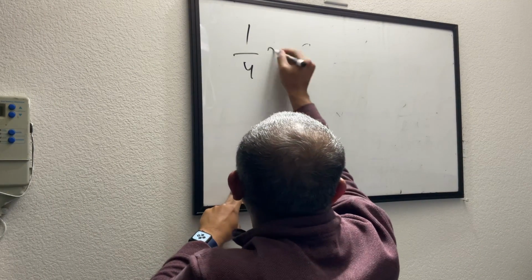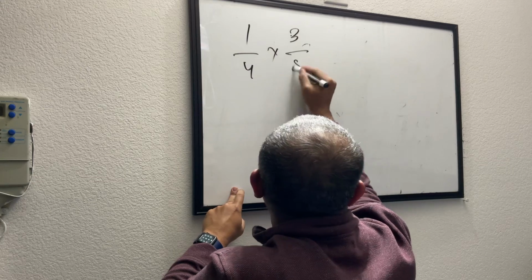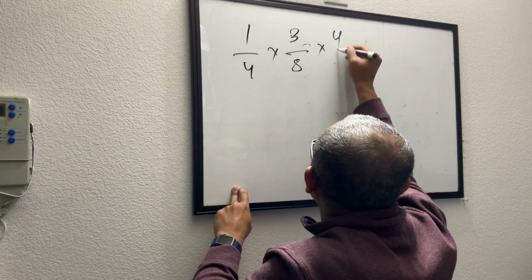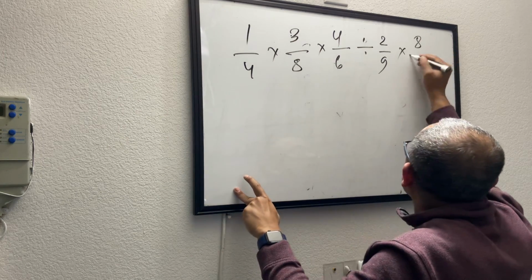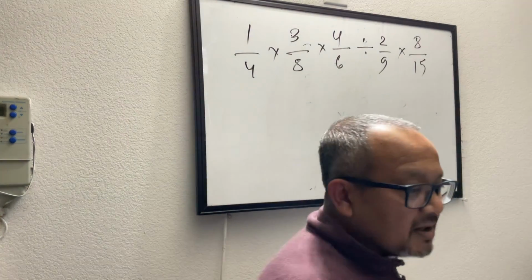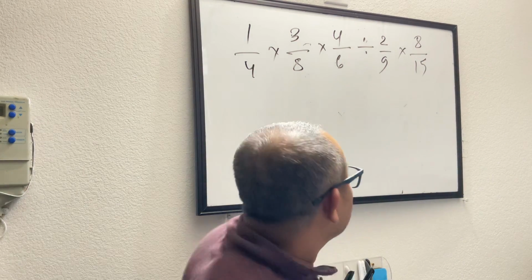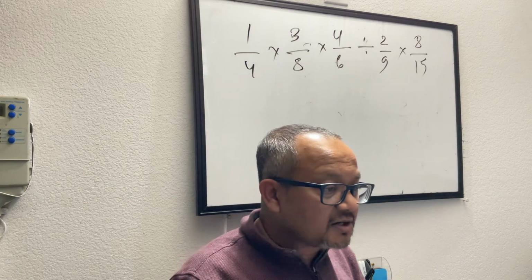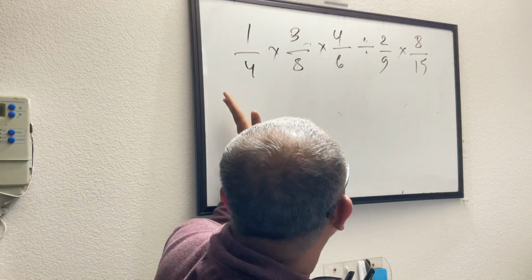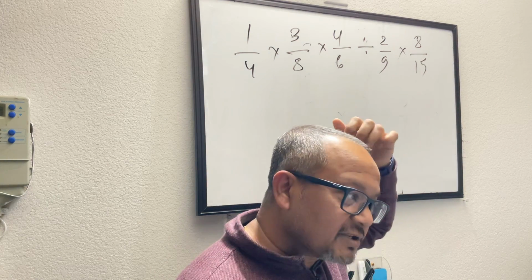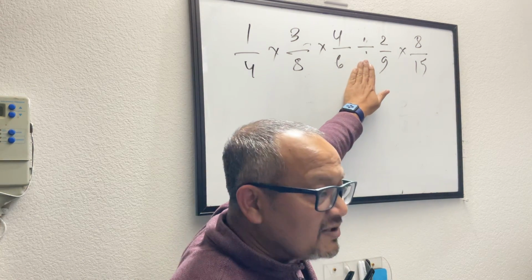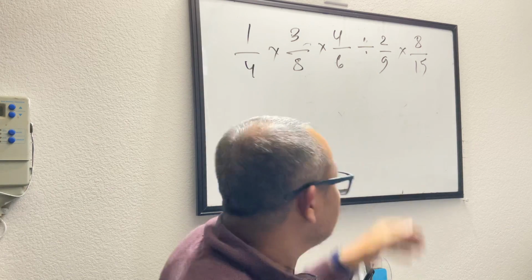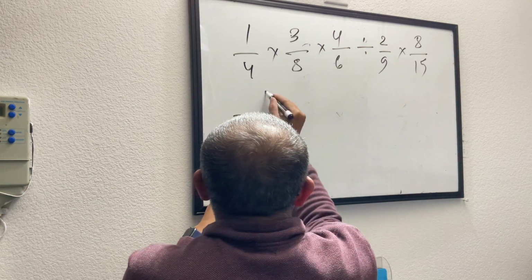Let me say I have to do this: 1 by 4 into 6, 3 by 8 into 4 by 6 divided by 2 by 9 multiplied by 8 by 50. If I say that we have to do this, you guys will start freaking out saying, oh, it's a big problem. But actually it's a good opportunity to play. First thing is, wherever I have division, I don't want to deal with division. I will convert that to multiplication. So let's do it step by step.